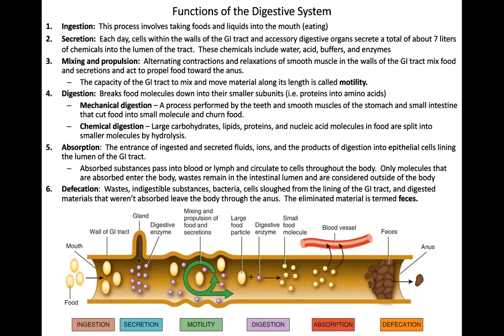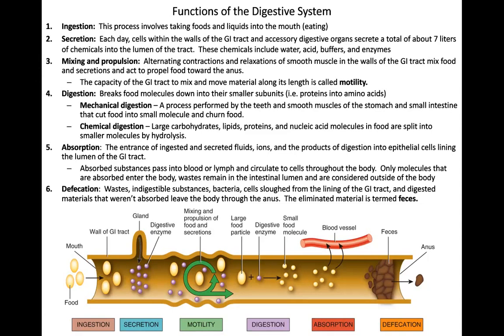Absorption is the whole reason we eat and drink. Sure, we eat and drink because we're hungry and thirsty and we enjoy the taste of stuff, but it's not the real root of why we need to eat and drink. Absorption is the entrance of ingested and secreted fluids, ions, and other products of digestion into the epithelial cells that line the lumen of the GI tract, where they then typically pass into our bloodstream, or in some cases our lymph. Then they can circulate to our cells throughout the body.